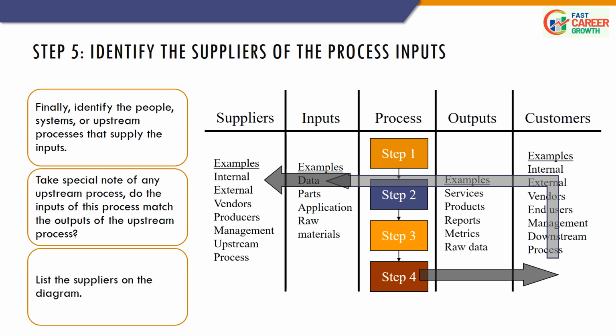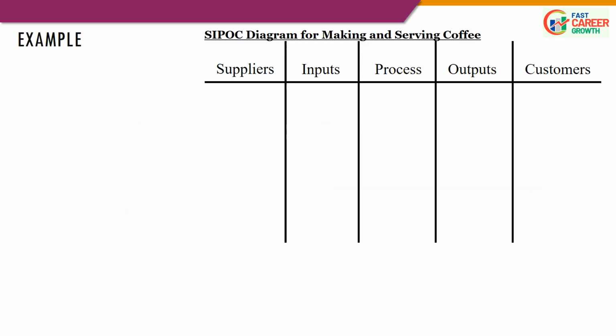Next, let's consider a simple example of a SIPOC diagram for the process of making and serving a cup of coffee. In this example, we'll outline the suppliers, inputs, process, outputs, and customers involved in the coffee making process. SIPOC diagram for making and serving coffee. Step 1. Begin with the high-level process map. Process. Outline the key steps involved in making and serving the coffee.